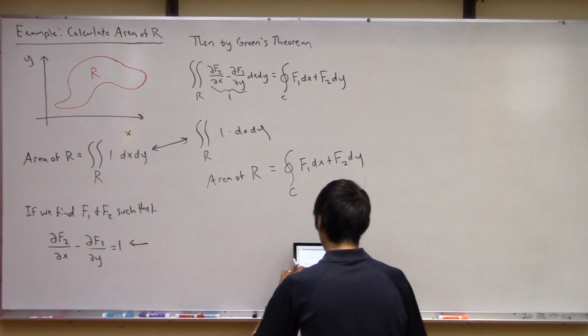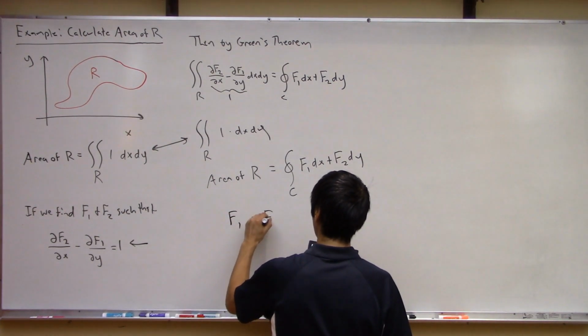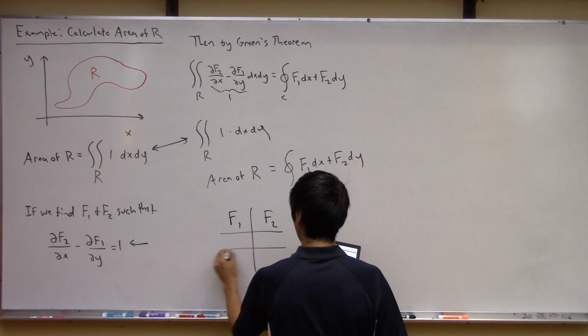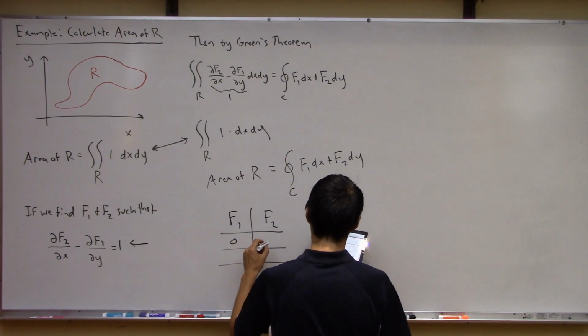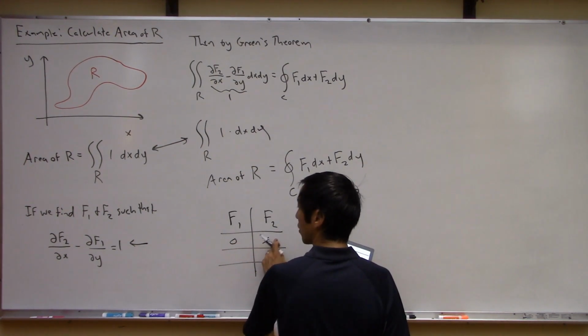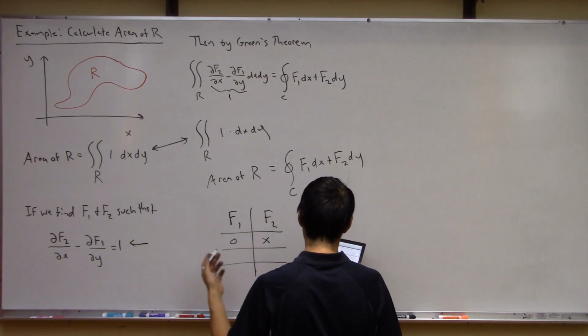So some popular choices of this, let's make a table. There are many different ways that you can go about this and it will work. For example, if you choose an f1 of 0 and an f2 of just plain old x, by the time you take this derivative, it comes out to 1. And again, this is not unique.